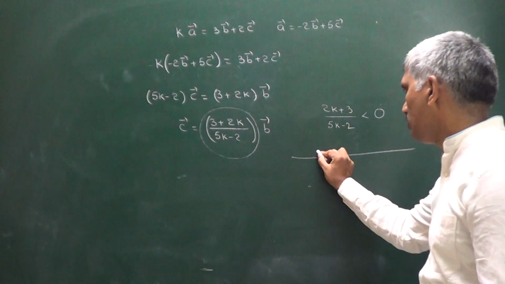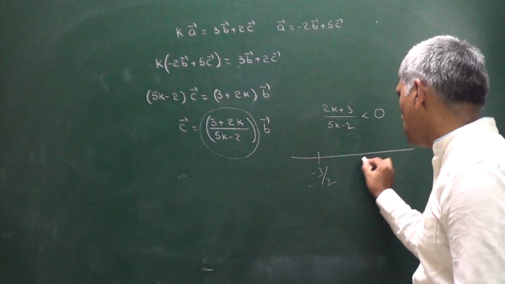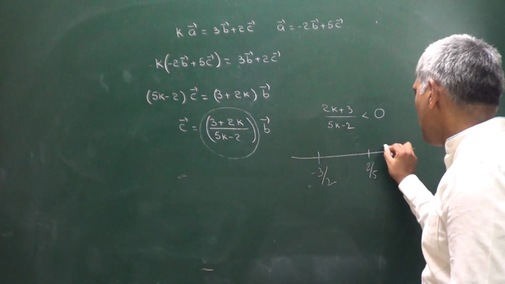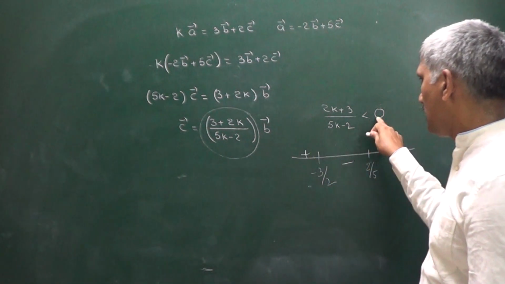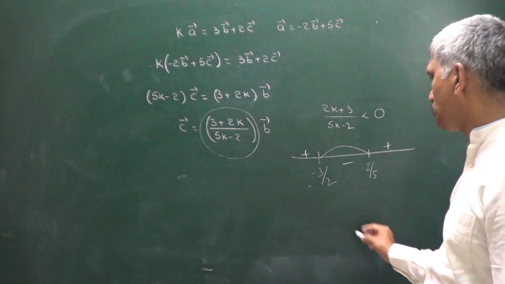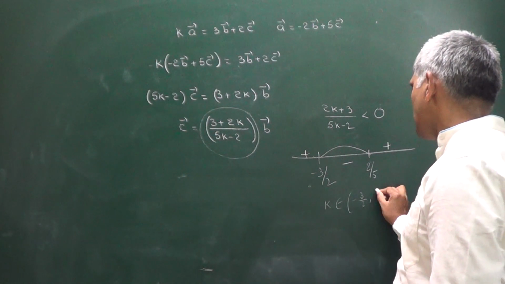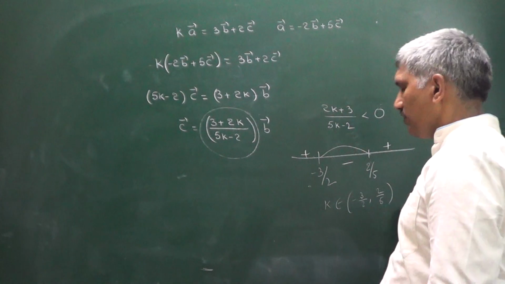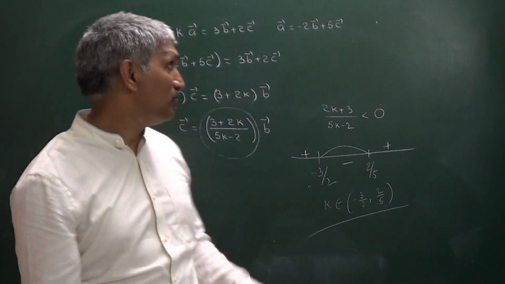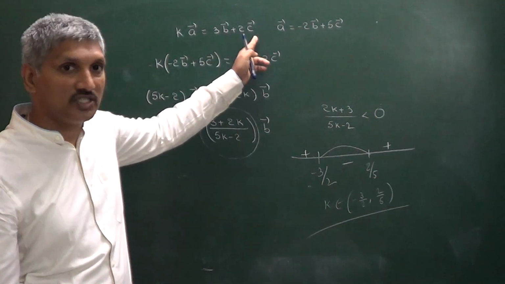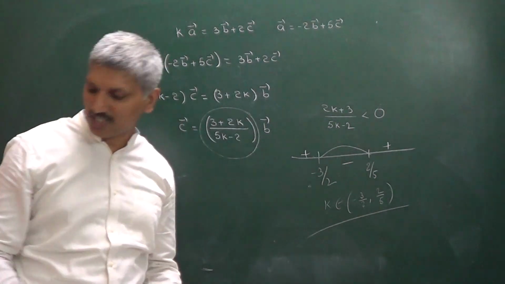Now wavy curve: the critical points are minus 3 by 2 and 2 by 5, with signs plus, minus, plus. Less than 0 means we have to consider the negative portion. That's why k belongs to the open interval (minus 3 by 2, 2 by 5). For these values of k, these two vectors b bar and c bar are in opposite direction.